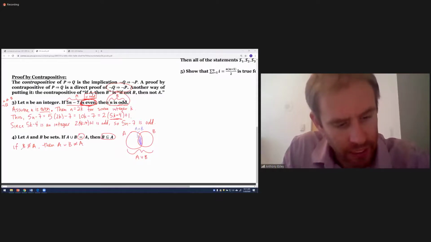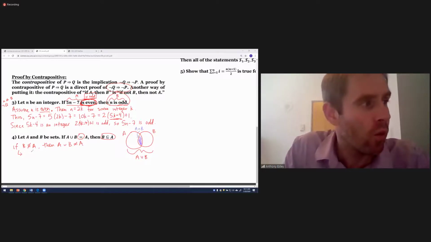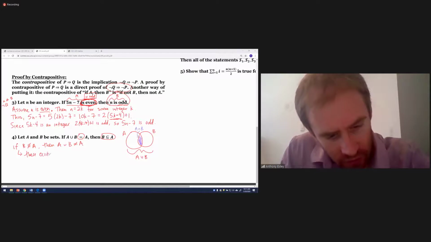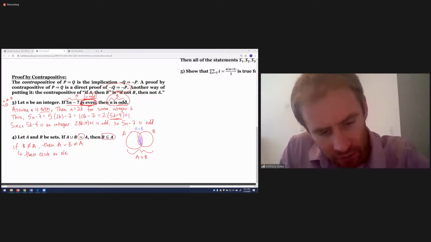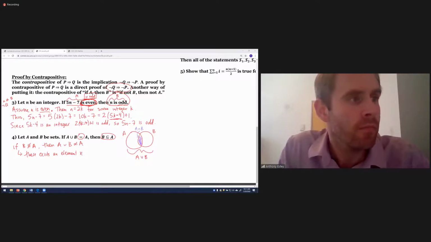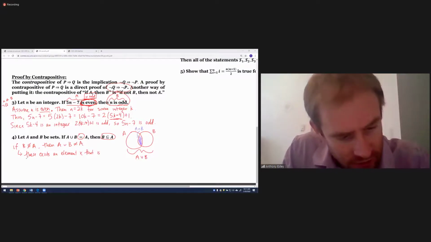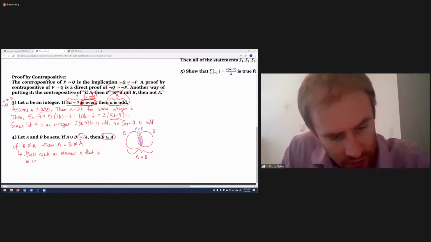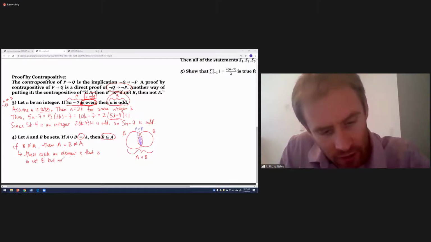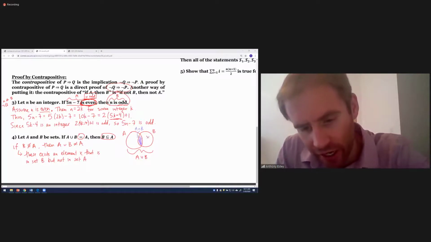So we're saying if not this, then not this. If B is not a subset of A, then really what that means is there exists an element X that is in set B, but not in set A. So again, we've got some X over here.